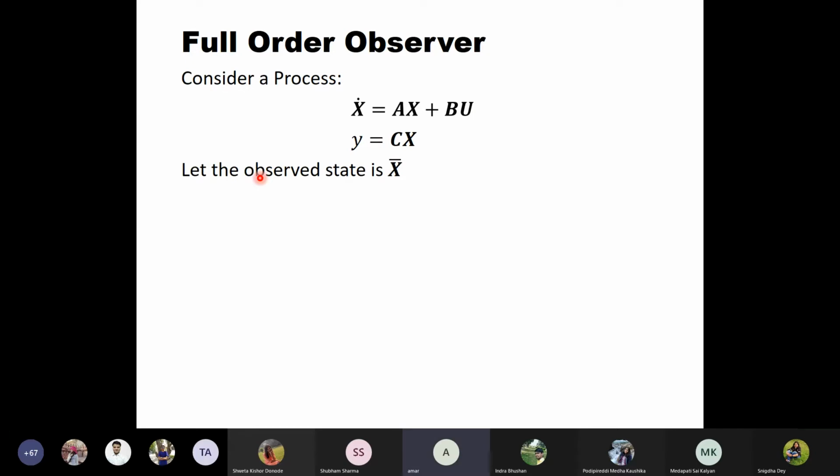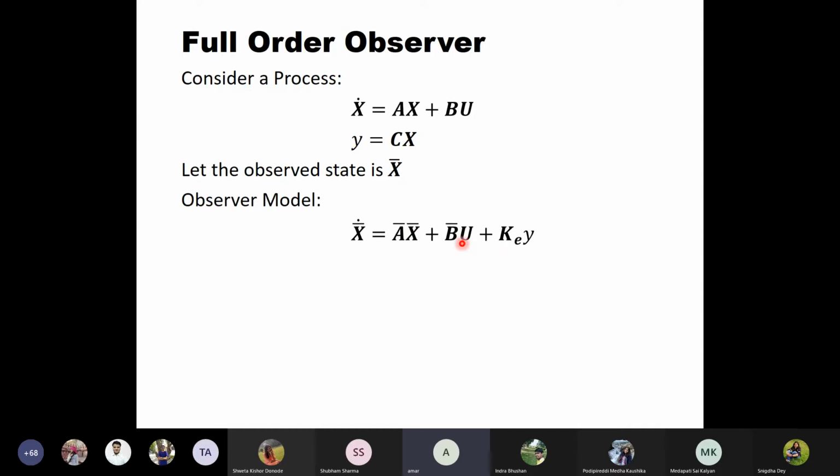In that case, we assume that the observed state is x bar. So the observed state of x is x bar. Now the observer model will be similar to the process model. And since we are observing the states, the observer equation will be similar to the state equation, which is x dot equals Ax plus Bu. So we take a state observer model, similar to the state equation, as x bar dot is equal to A bar x bar plus B bar u.